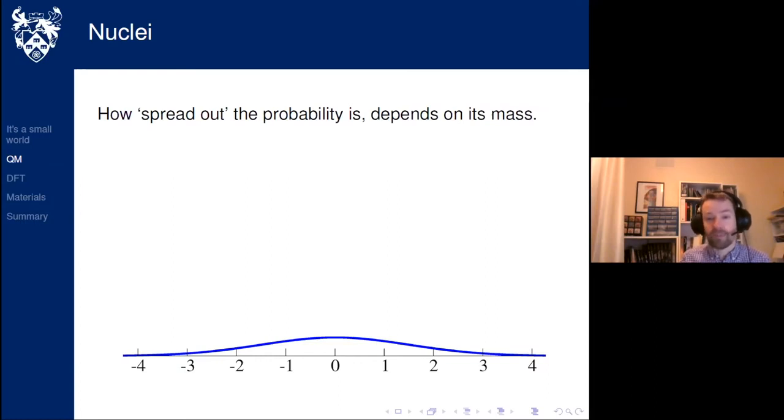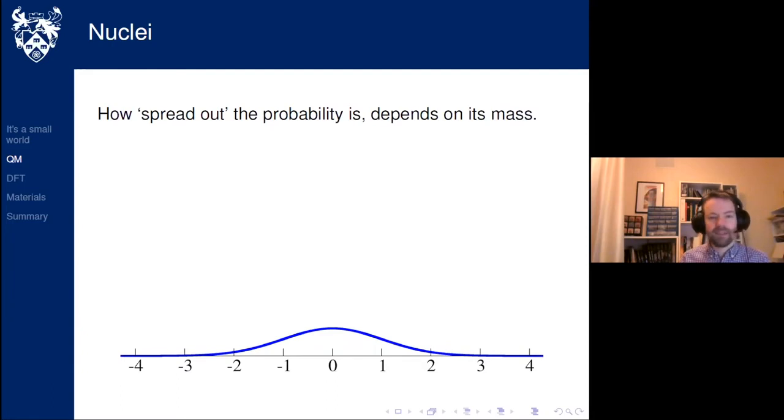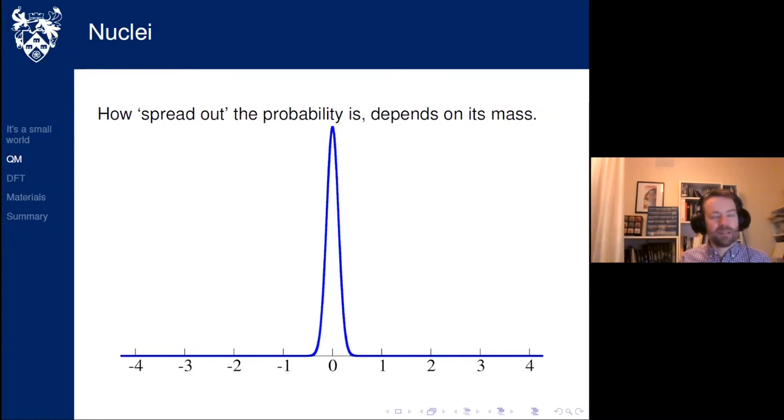Now, if I take exactly the same potential and I put in a particle which has more mass, so we sometimes might say that's a heavier particle, the wave function changes a little bit. It gets a little bit more peaked around 0, and it doesn't spread out quite so much. And if I keep changing the mass, the wave function gets more and more peaked at 0 and spreads less far out into the other area.